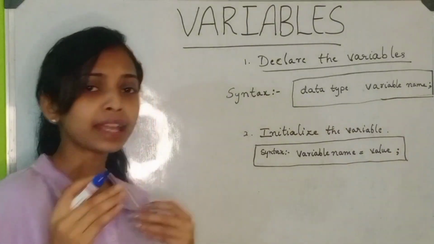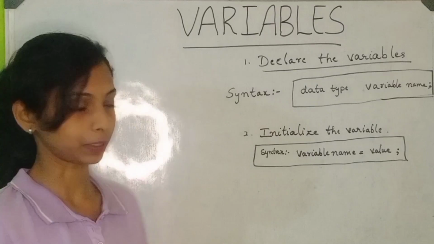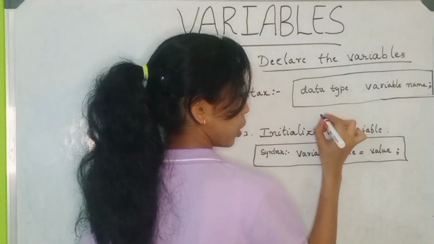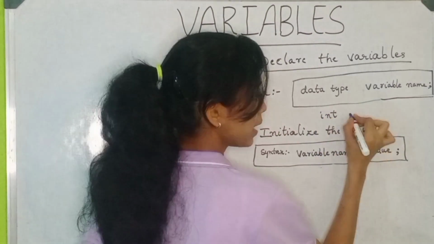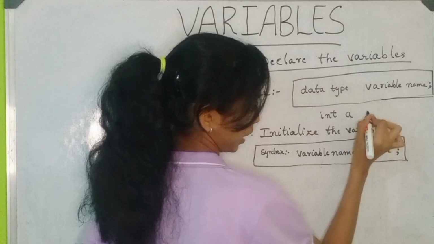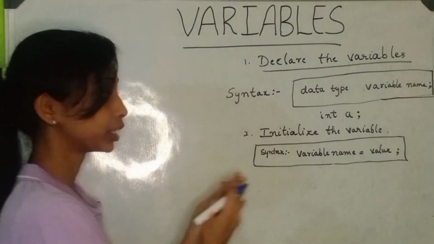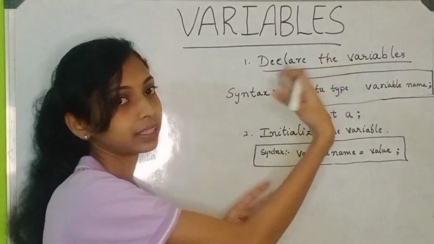Now I have to declare a variable which has an integer data type. So how should I declare it? This is the format. Now I am declaring the int data type with the variable name a, with the semicolon. So now I have declared an integer data type with the variable a. This is how we declare variables.